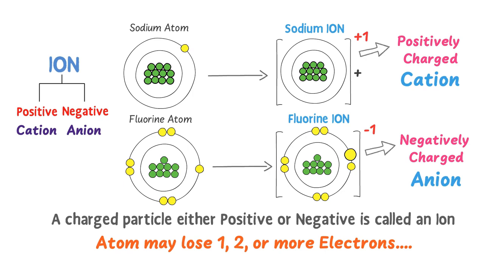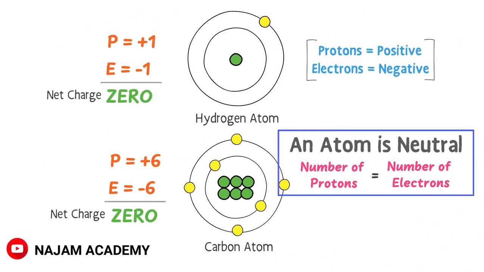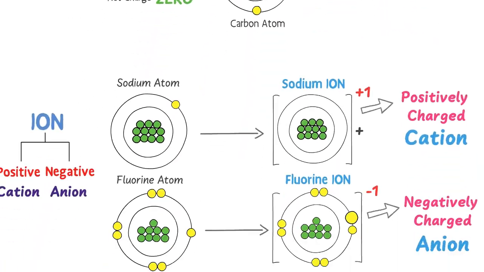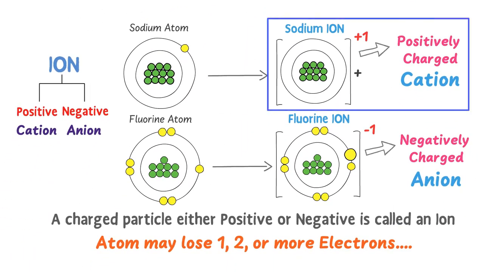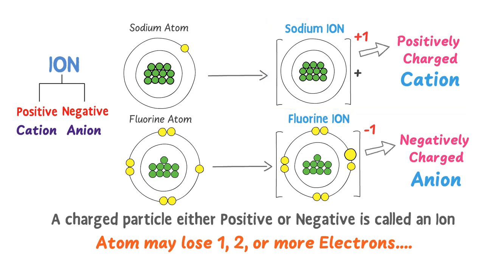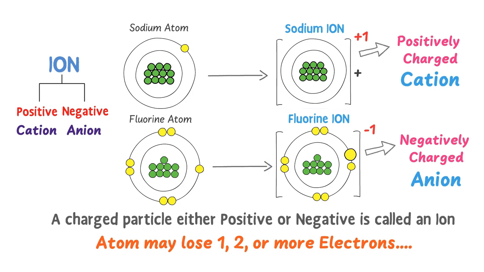To summarize my lecture, we learned that an atom is a neutral particle because it has an equal number of protons and electrons. Secondly, we learned that when a neutral atom loses an electron, it becomes a positive ion known as a cation. When an atom gains an electron, it becomes a negative ion known as an anion. This was all about ions, cations and anions.